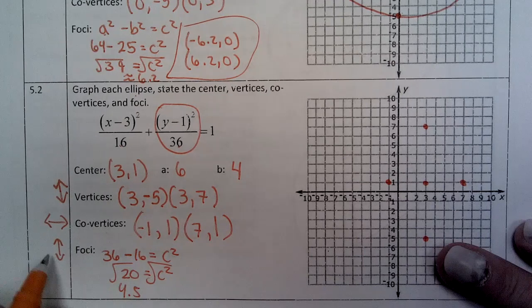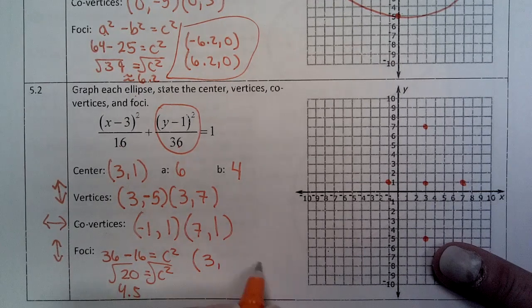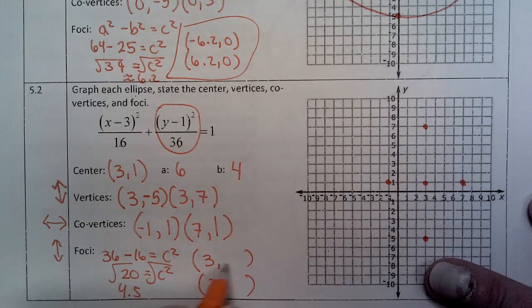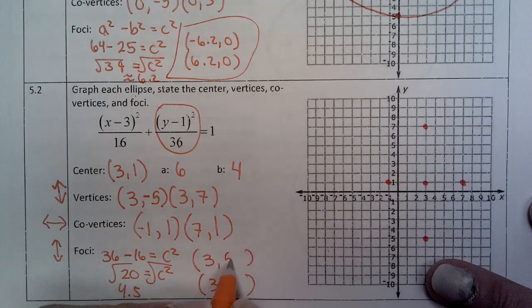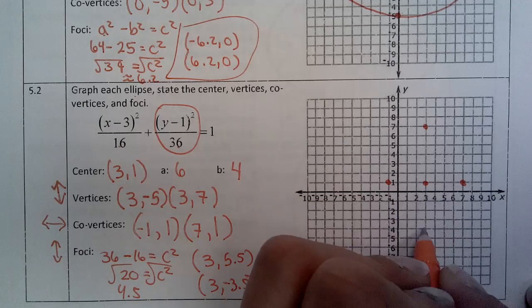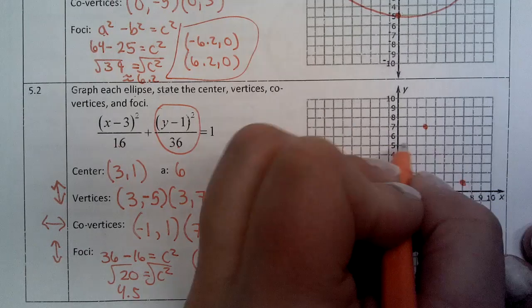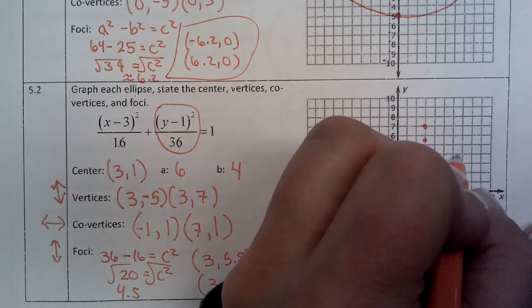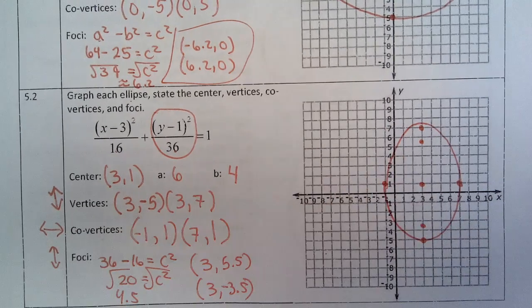Okay, and I know that it's going vertical, so my x component is staying the same, and my vertical is changing. So 1 plus 4.5 is 5.5, and 1 minus 4.5 is negative 3.5. And then I can graph those. And then we're going to go ahead and make our ellipse. And we're done.